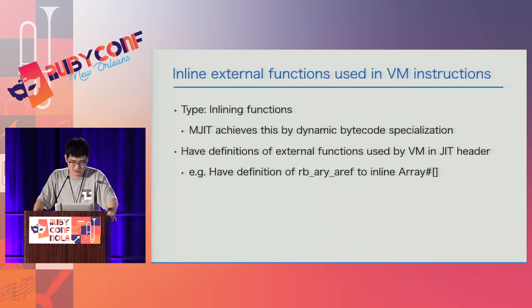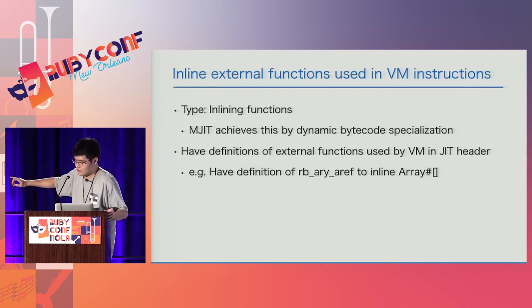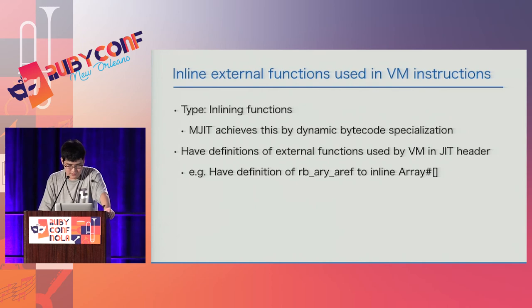And our last two are inlining external functions using VM instructions. Some of the functions in insns.def are not static, and they're linked as external functions. As the JIT header is compiled from vm.c, functions not in vm.c are not available for the JIT compiler. So I ported some of the method definitions to the header with some effort, but MJIT does this by dynamic bytecode specialization, as it replaces the instructions with specialized ones. Specialized ones have the definitions, so MJIT can inline those things, so it's faster.